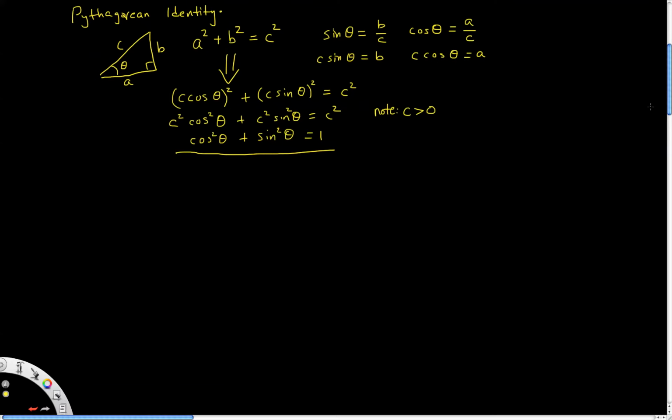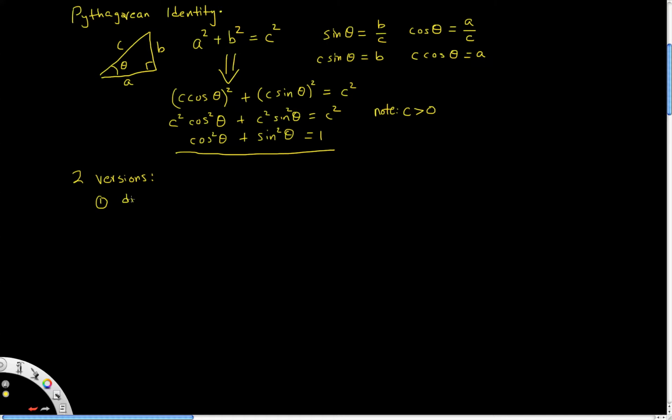Okay, now what do we do with this? Well, there are two other versions of the Pythagorean identity. So I'm going to say two versions. And the first version happens if we divide both sides of the equation by cosine squared theta.